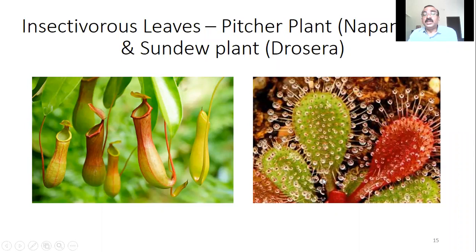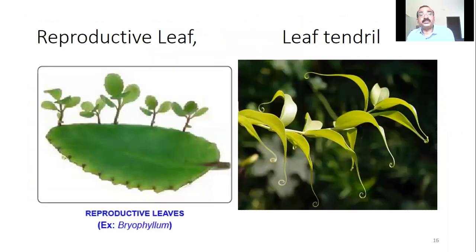And here the leaf is modified into spoon-like structures with those tentacles. So when an insect comes, the leaf looks like this. As soon as an insect comes, it folds. Once it folds, the insect is trapped and digested. So this is in Drosera, a spoon-like structure. So these are all modifications of leaves to trap insects.